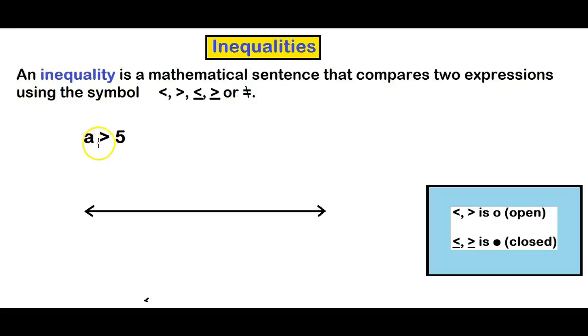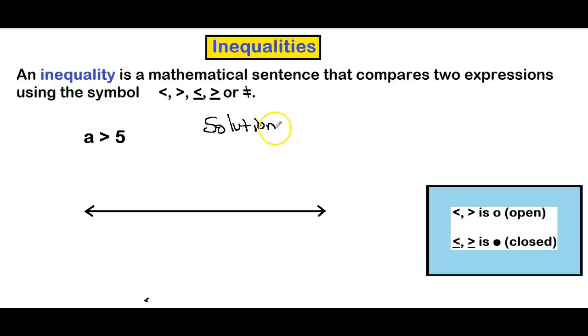Here, a is greater than 5. This is the mathematical sentence that we're going to compare the two expressions with. So a is greater than 5. Okay, so first thing we want to think about is what are some possible solutions? Sorry, gotta get my pen. What are some possible solutions for a?